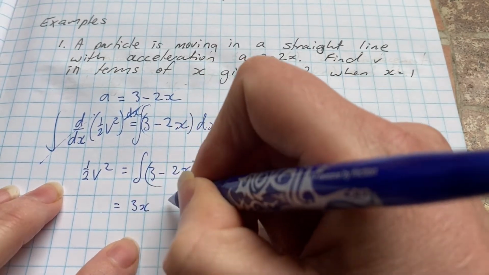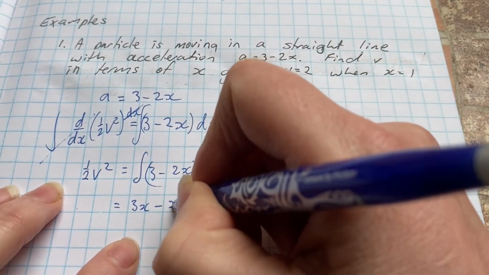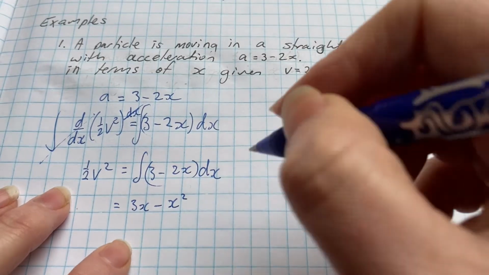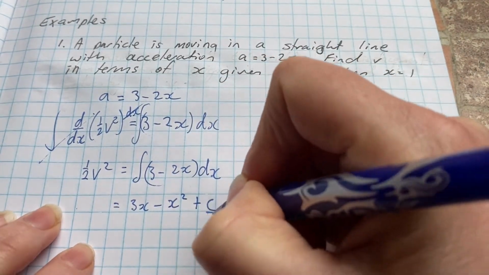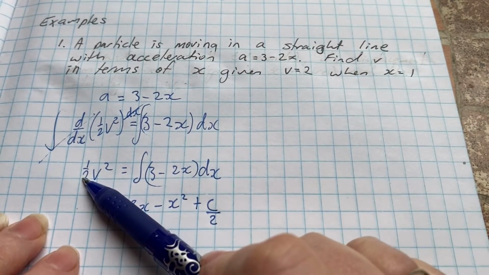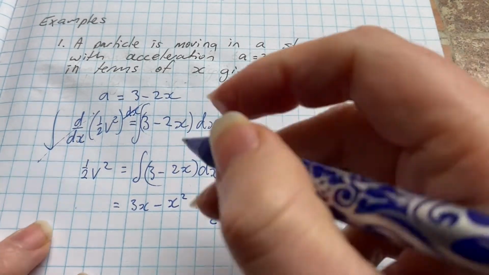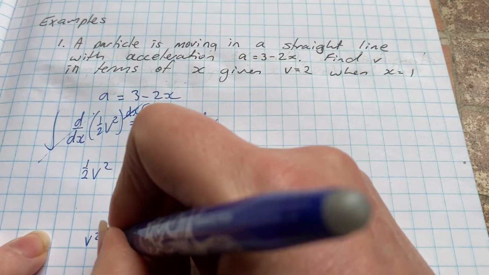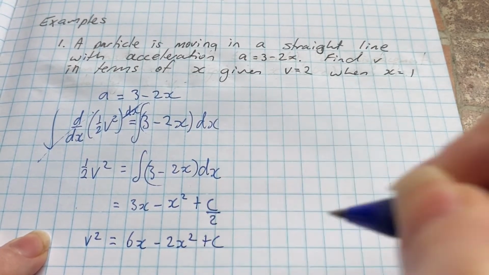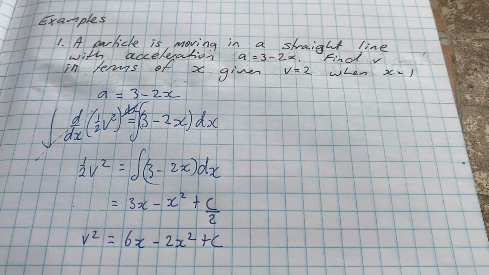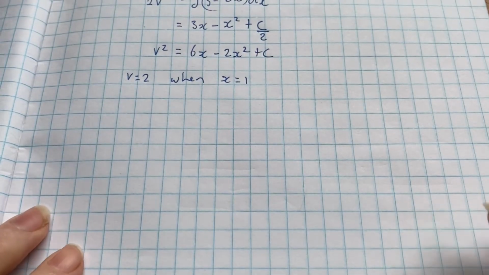So 3 becomes 3x, 2x becomes x squared, so 2x squared on 2, plus c, of course. I'm going to put it as c on 2 because of the half on the v squared. And let's just double everything. So v squared equals 6x minus 2x squared plus c. Okay, so we just need to find the plus c.